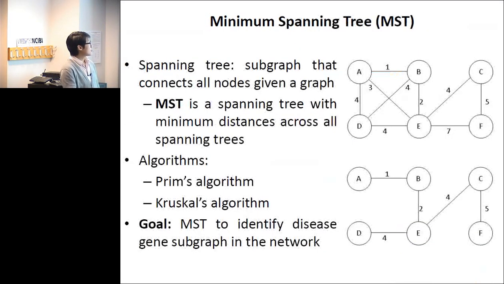I just want to give you some background information about the minimum spanning tree. A lot of you may be familiar with that, but an MST is a spanning tree with the minimal distance across all the different spanning trees. There are different heuristic algorithms that we could use, Prim's and Kruskal's algorithms. The reason we use that is to identify these gene subgraphs in the network.